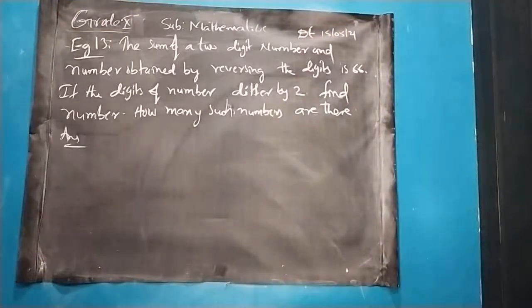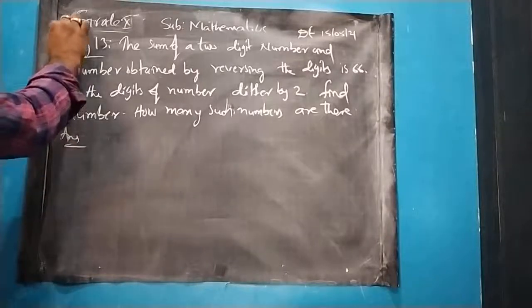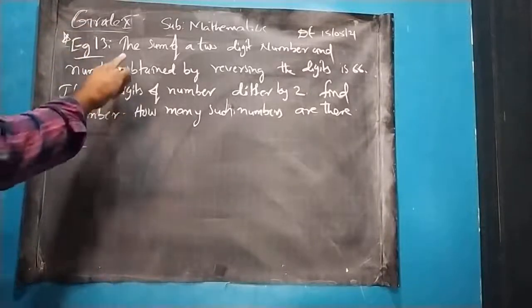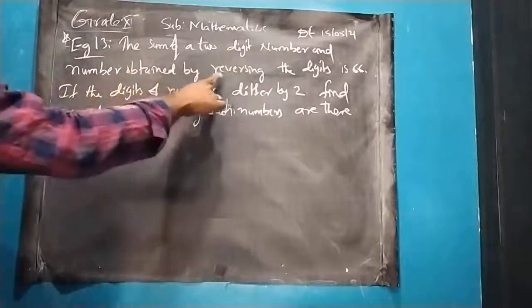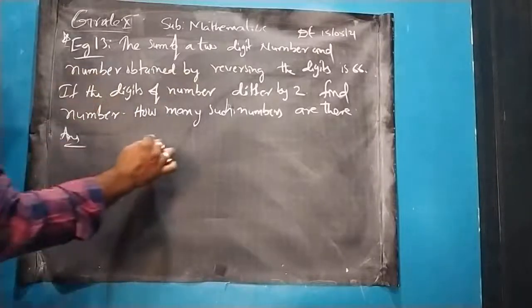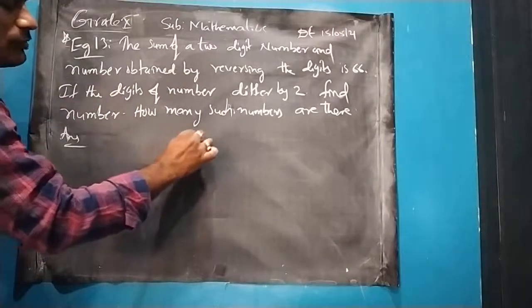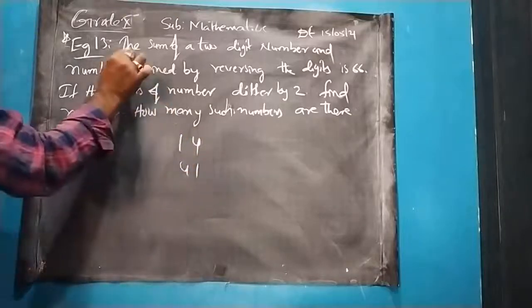We'll see the next question, example 13. It's also one of the important type of question, okay? So the question is, the sum of a two-digit number and the number obtained by reversing the digits is 66. So what does it mean? For example, let us take a two-digit number 14. What is the reverse of this number? 41. So now read the question once.